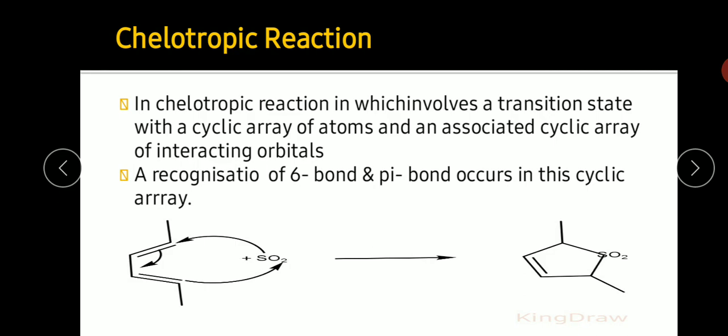Now see the example of cheilotropic reaction. In this reaction, SO2 molecule is present. This SO2 attacks here, this bond moves here, and this bond attacks on SO2 here. Now this product is formed.